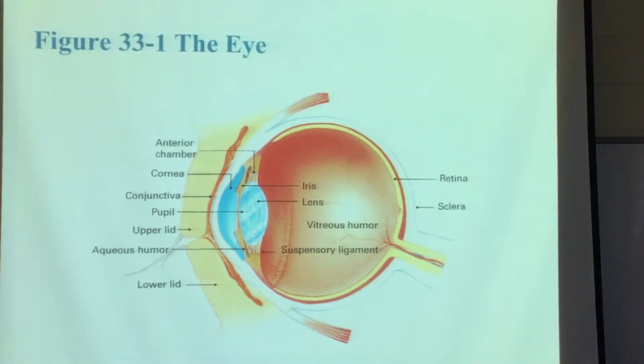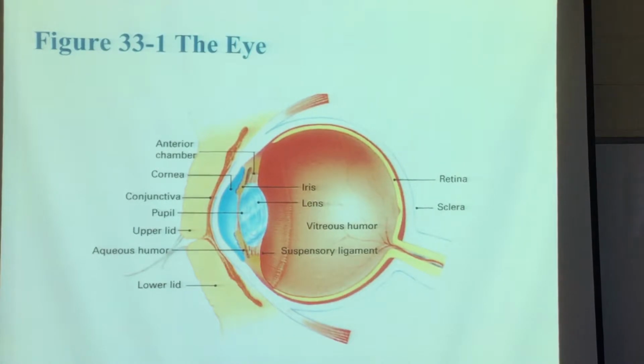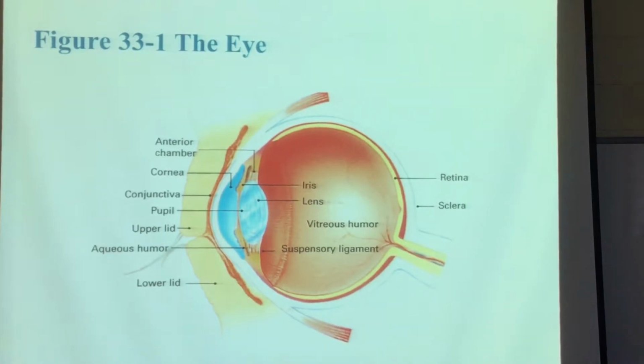Blood supply is given through the retinal artery. Focus everything, visual display on the retina, which then sends a signal back into the brain to the visual cortex for it to be analyzed and interpreted.